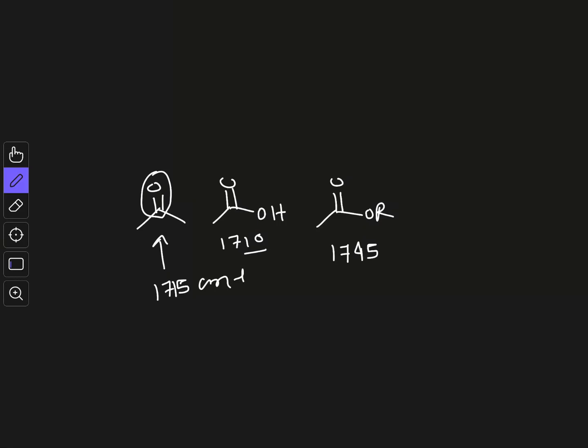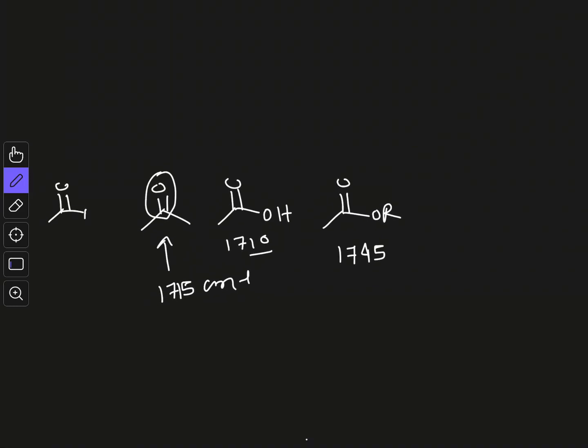So you can see that from ketone or acid to ester, the stretching frequency value increases. But if you put an NH2 group, that is amide, then what will happen? For the NH2 group, the value is at around 1650 cm⁻¹. So you can see here it is reduced. So in this direction it decreases, and in this direction it increases.